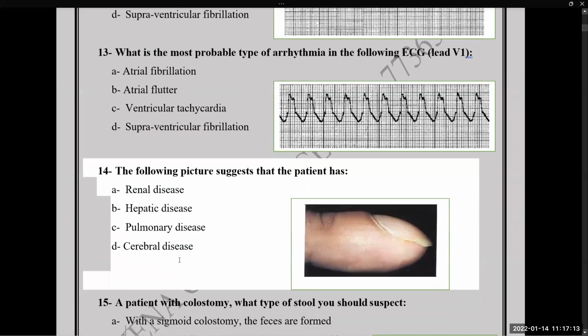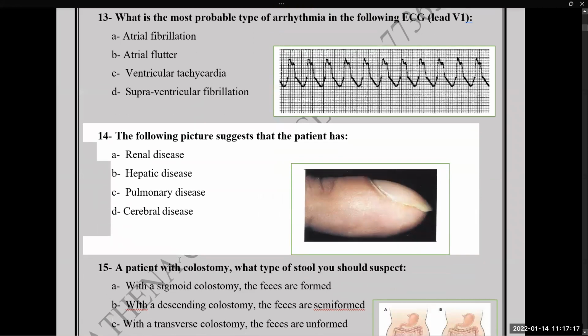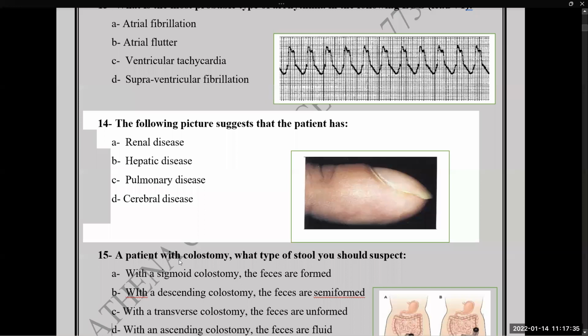The following picture suggests that the patient has. What is this indicating? Clubbing of fingers. Clubbing of fingers is a sign of hypoxia. So the answer is pulmonary. Very good.